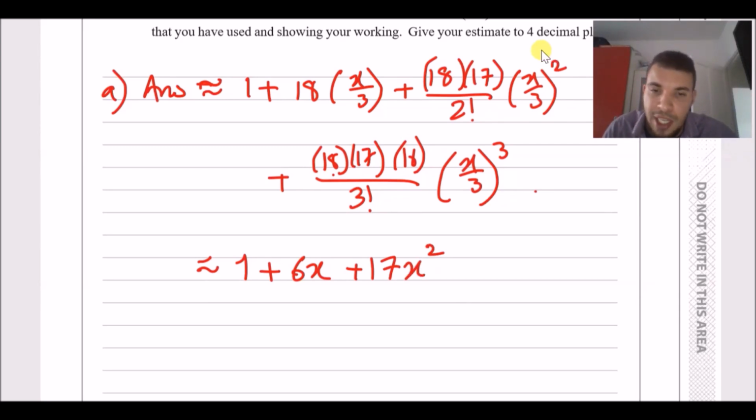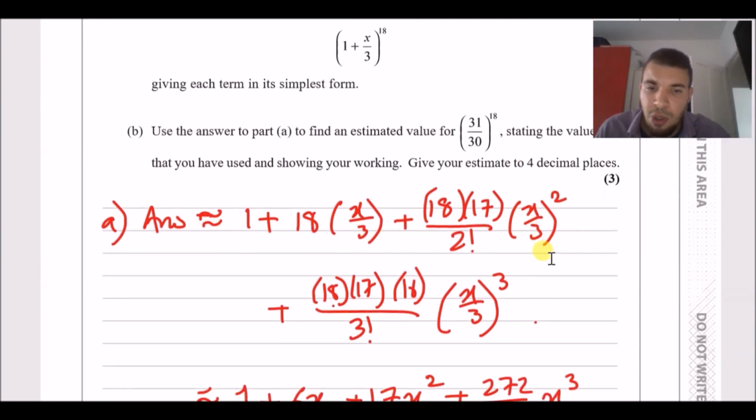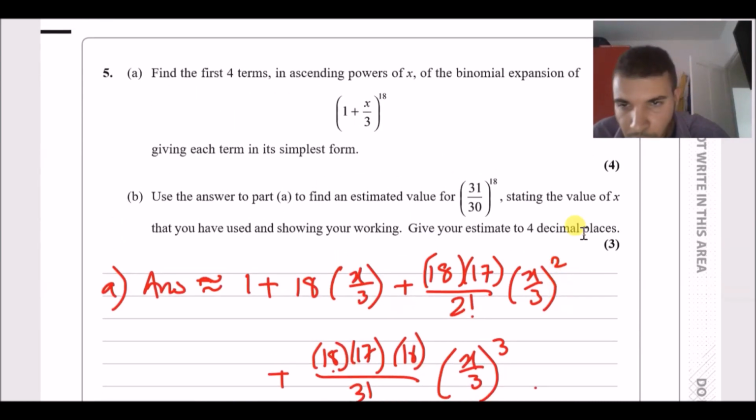And lastly, repeat the same for the last term, and you'll get a fraction answer this time, which would be 272 over 9 x to the power of 3. And that's it, guys. That's A done. Okay, so all of this is straightforward. Use the straightforward method and it works. Okay, next one, part B, yeah?